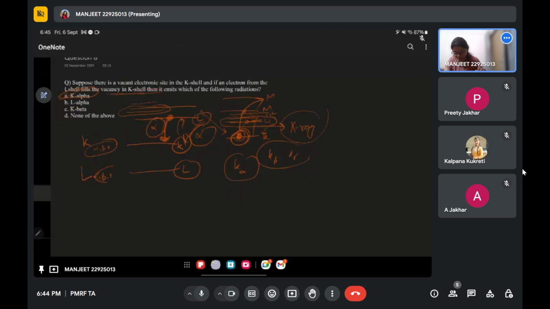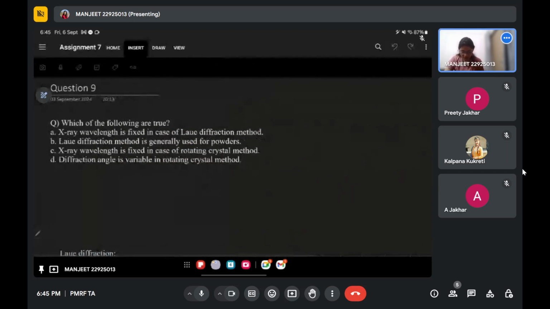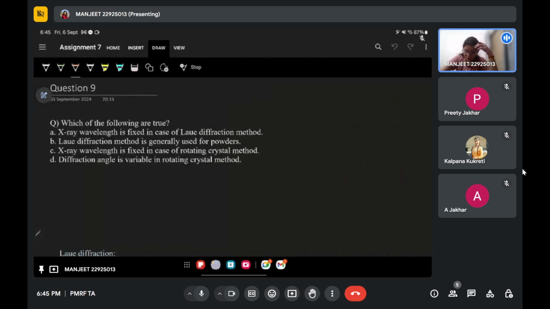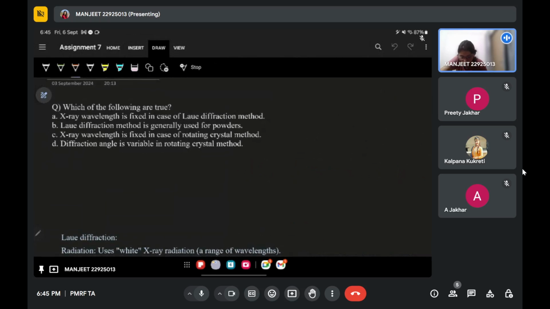Okay, now let's move to question number 9. Which of the following are true? In part A, X-ray is fixed in the Laue diffraction method, and B, the Laue diffraction method is generally for powder. In part C, X-ray wavelength is fixed in the rotating crystal method. In part D, the diffraction angle is variable in the rotating crystal method.